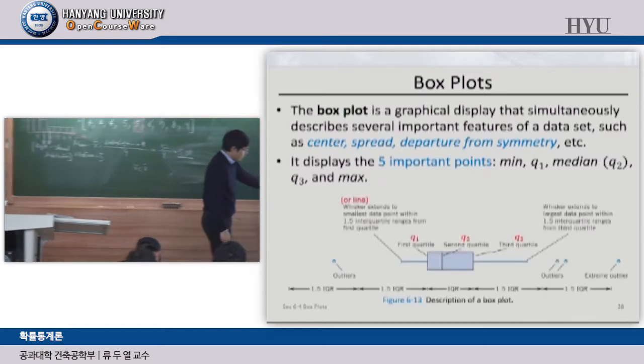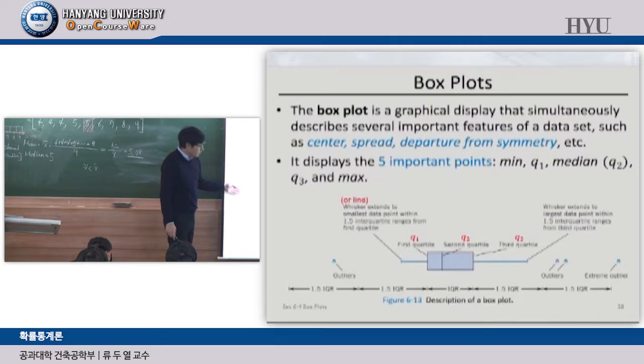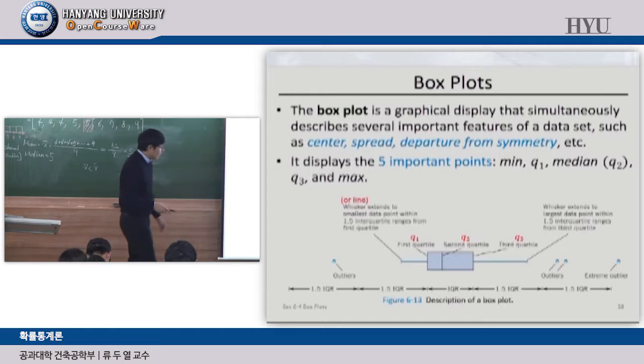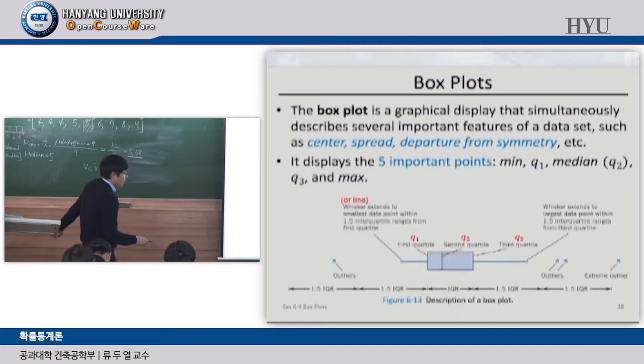And this is the schematic description of a box plot. This is the first quartile here, this is the second quartile, and this is the third quartile. Based on these 3 lines, we can fabricate this box first. And then we need to provide this range from the first quartile, and that is 1.5 times the interquartile range.